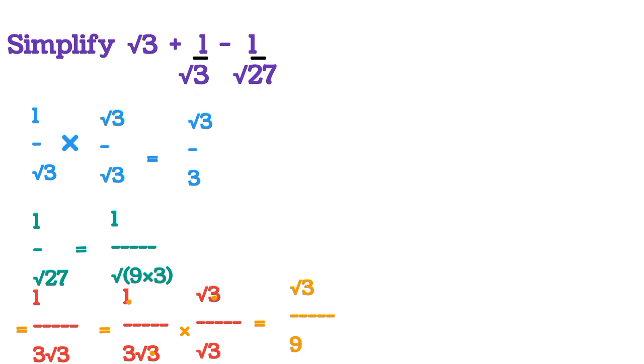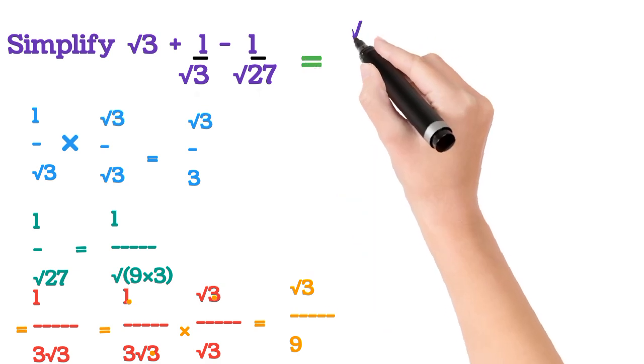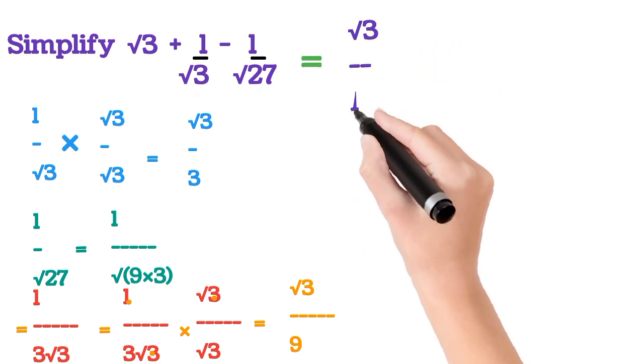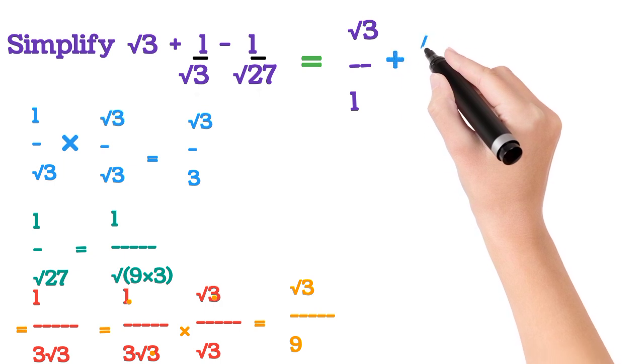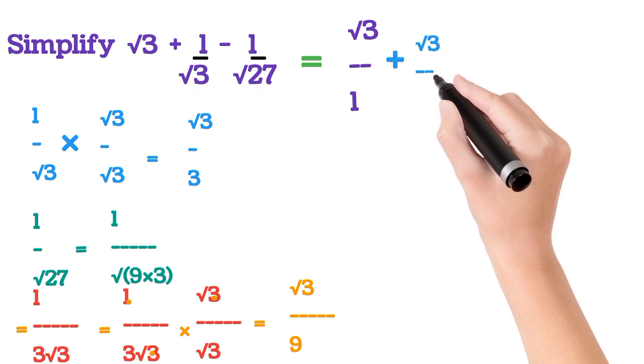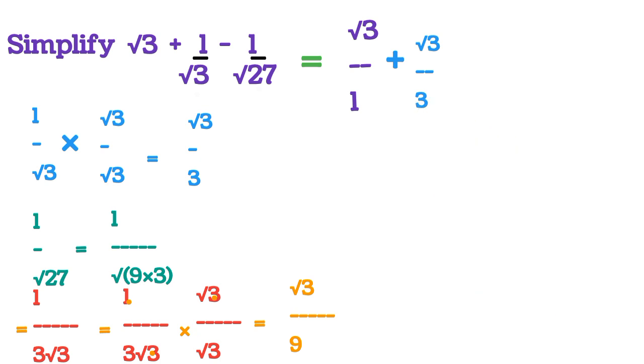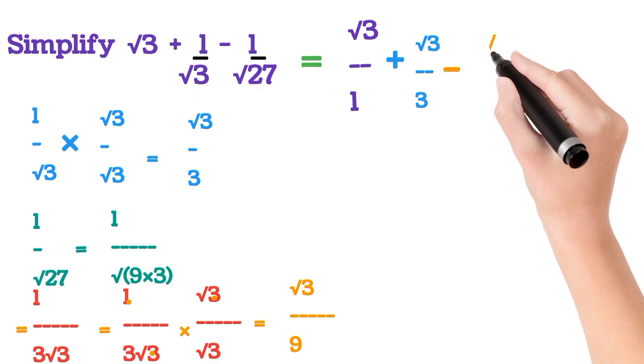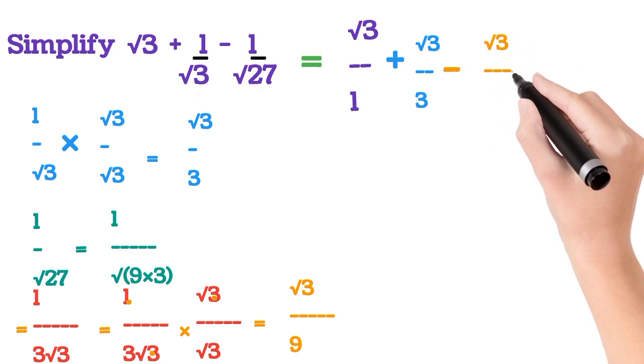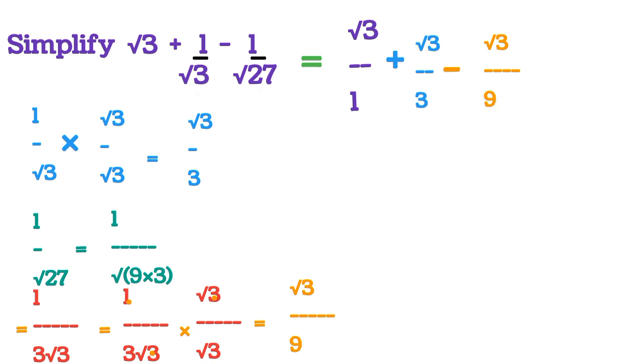9. Now the expression, the square root of 3 plus 1 over square root of 3 minus 1 over square root of 27, becomes square root of 3 over 1 plus square root of 3 over 3 minus square root of 3 over 9. It has become a fraction, and we can solve it like a fraction since we have been able to eliminate the root sign from the denominator.